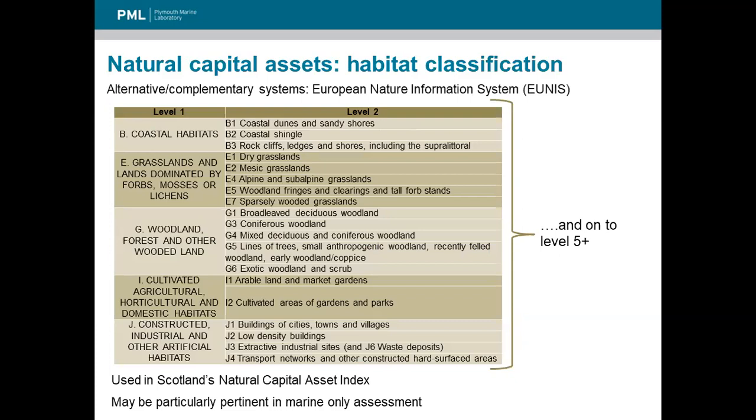There are, of course, alternative systems, for example, the European Nature Information System, EUNIS, and that's what was used or is used in Scotland's Natural Capital Asset Index. It's also potentially particularly relevant in marine because a lot of marine applications use it already, and it does go down quite a long way in terms of breaking up individual habitats.